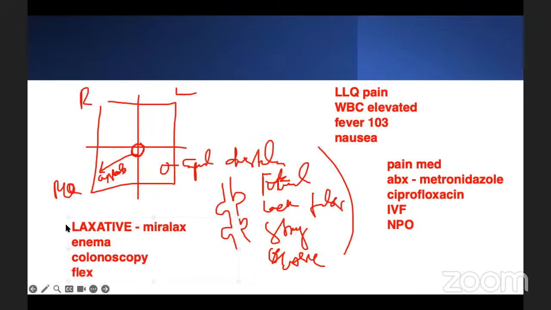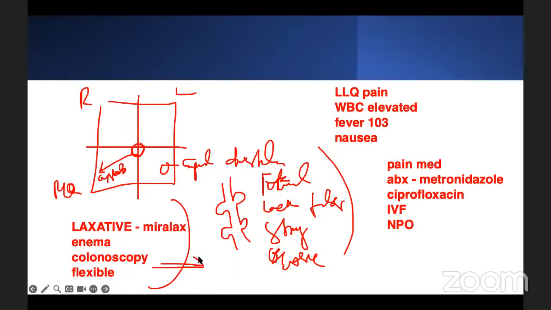Do flexible sigmoidoscopy. Negative. Why? Anything you put from the bottom is going to perforate them. So nothing goes into the rectum. That is the key. Nothing goes into the rectum and don't stimulate them because they will trap you with that. These are your traps. And this is your intervention.